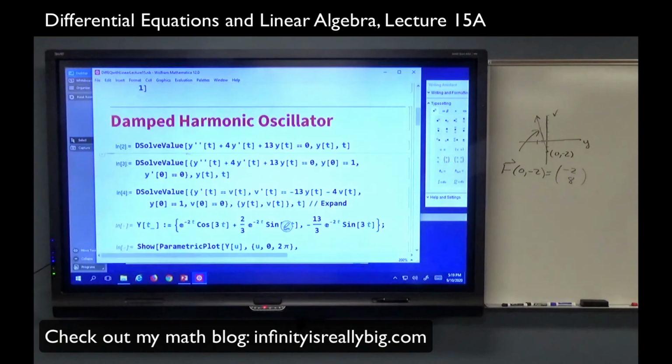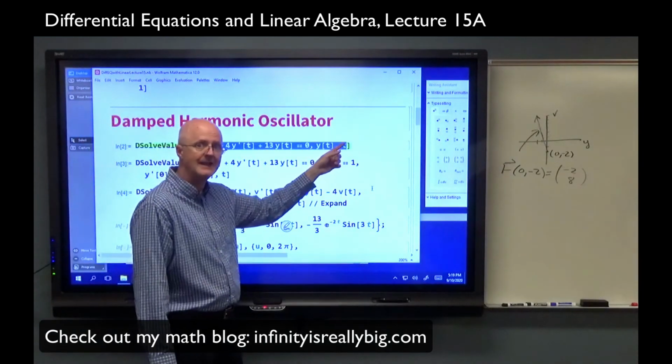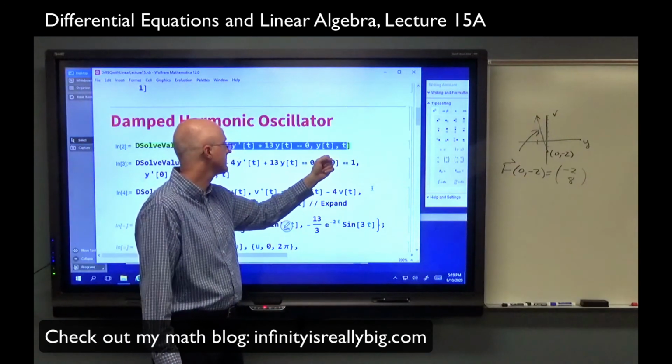DSolveValue is my favorite way of solving differential equations when they can be solved. There's also just a plain DSolve instead of adding on the word value there. But the output for DSolveValue is a little nicer. It is a built-in Mathematica function or command. It's got square brackets around its input. Its input consists of three things in this case. The differential equation, the function we're trying to solve for, and an emphasis on what the independent variable is.